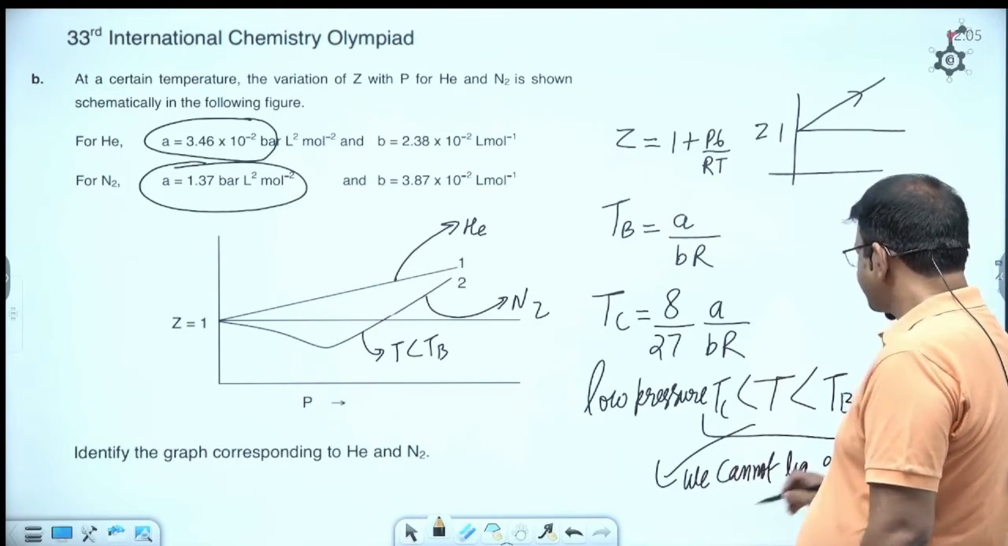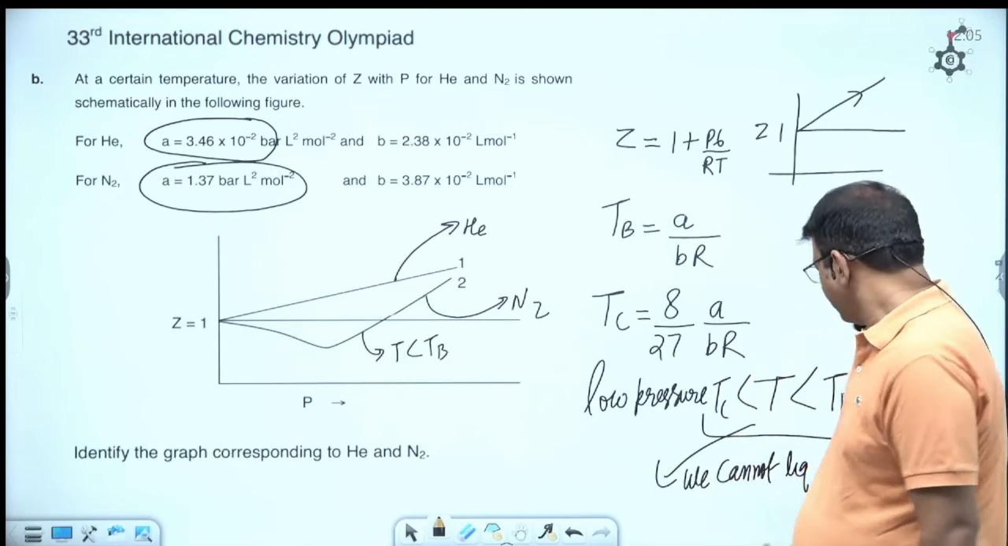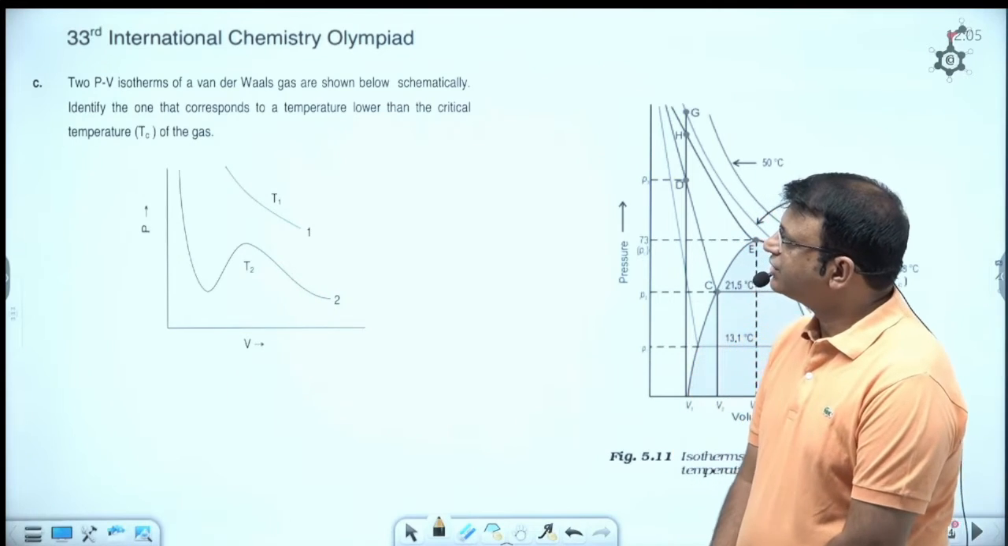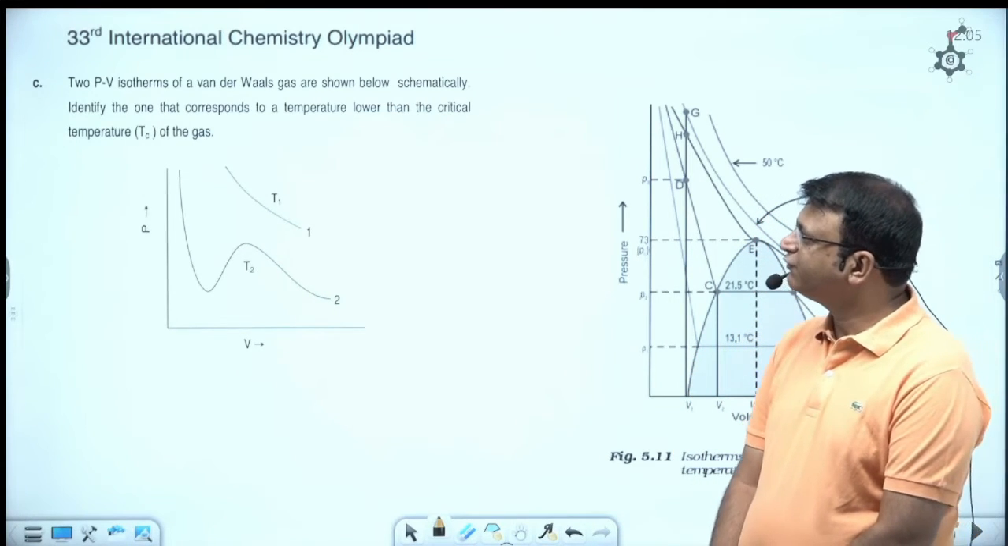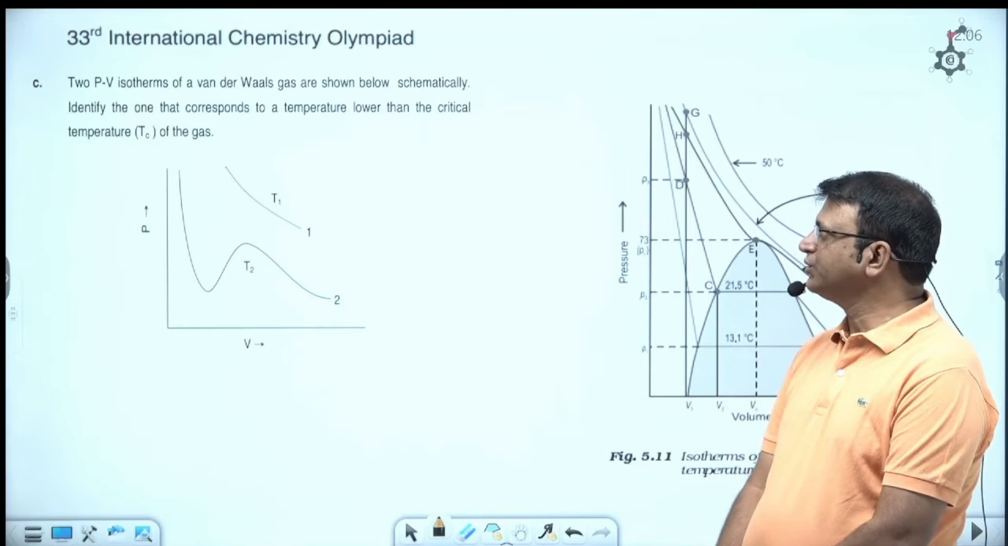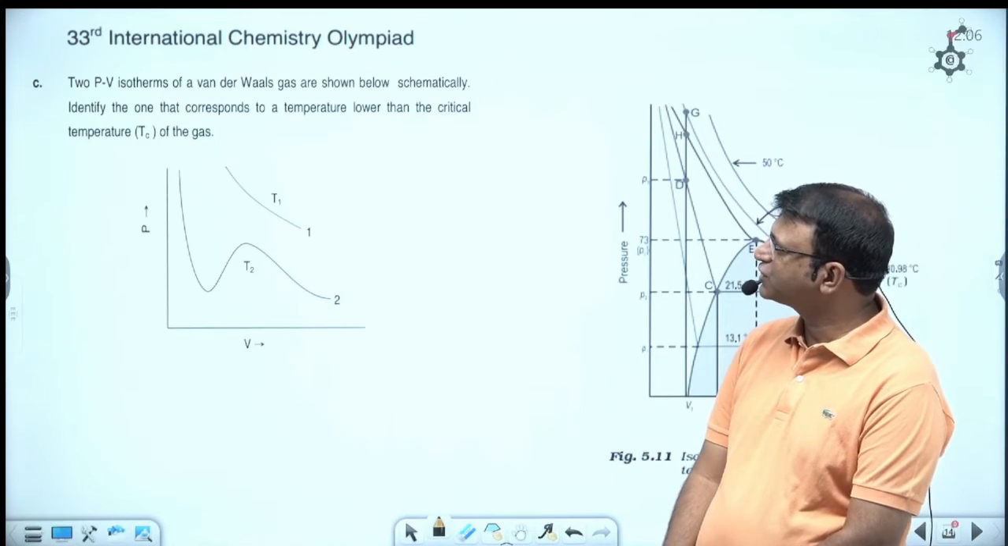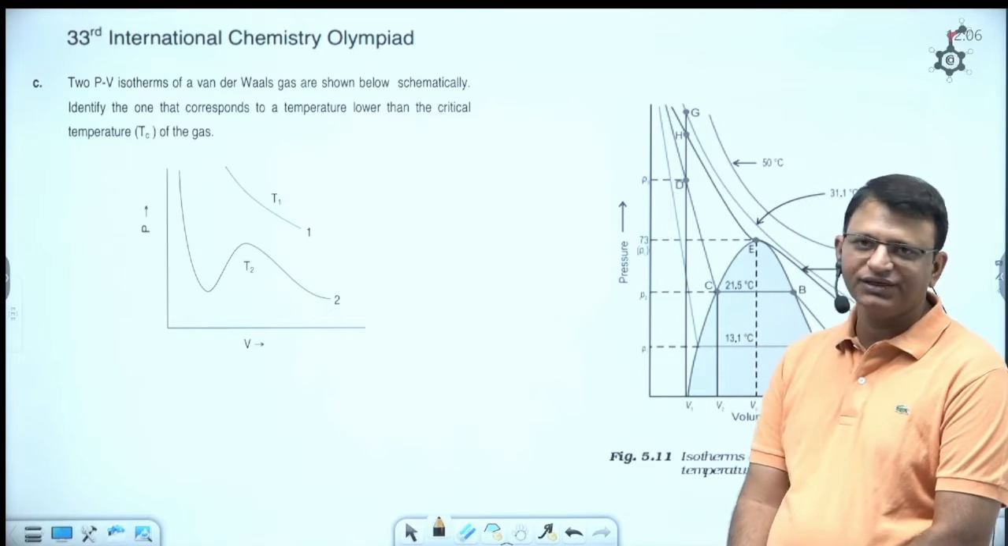So that is also an important point to learn here. Moving to the third part of the question, two pressure versus volume isotherms for van der Waals gas are shown below. Systematically identify the one that corresponds to a temperature lower than the critical temperature of the gas.